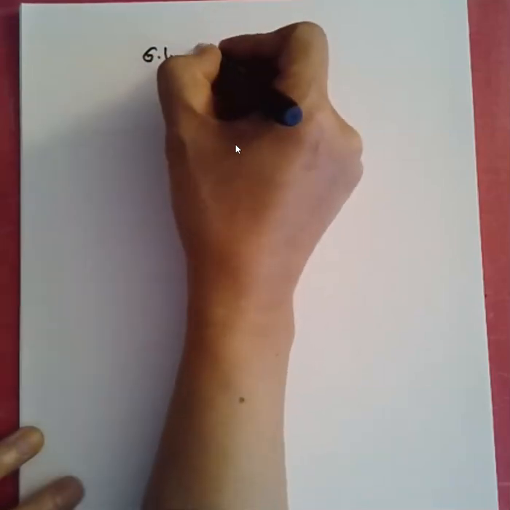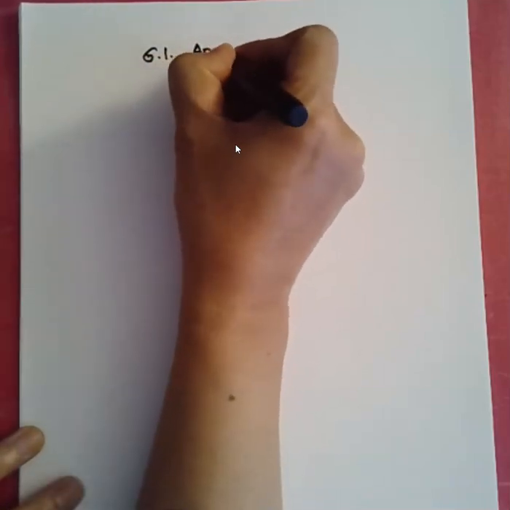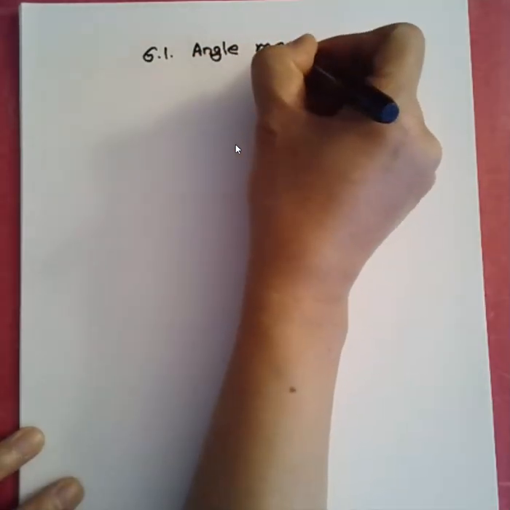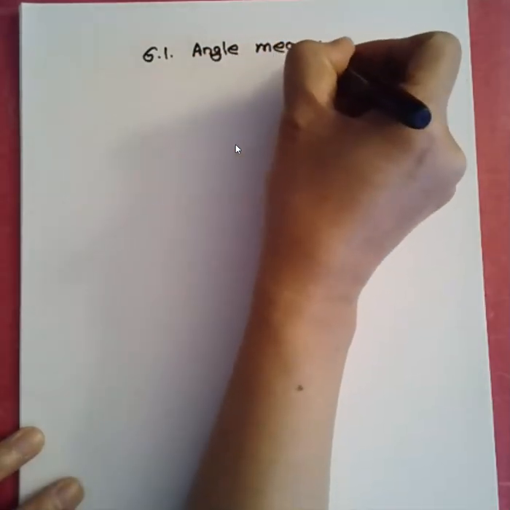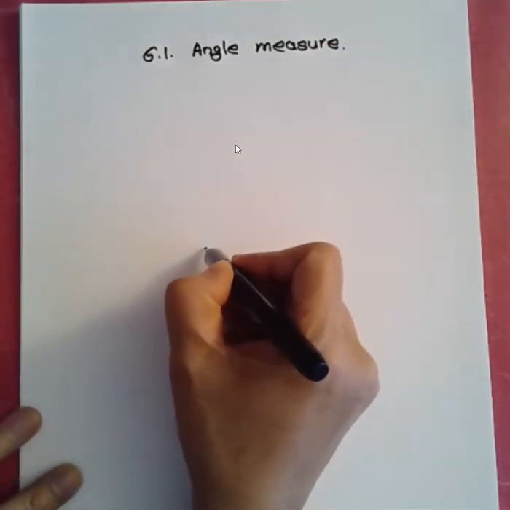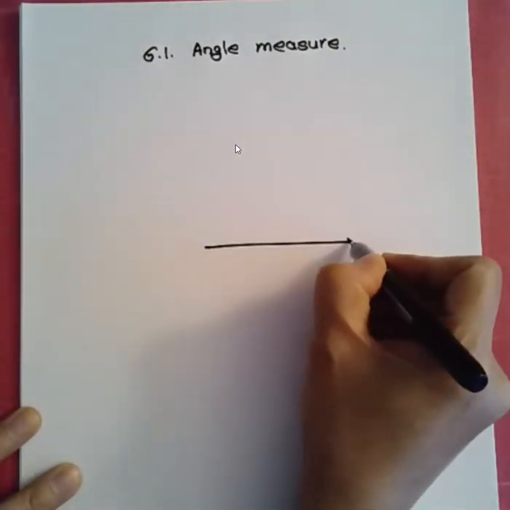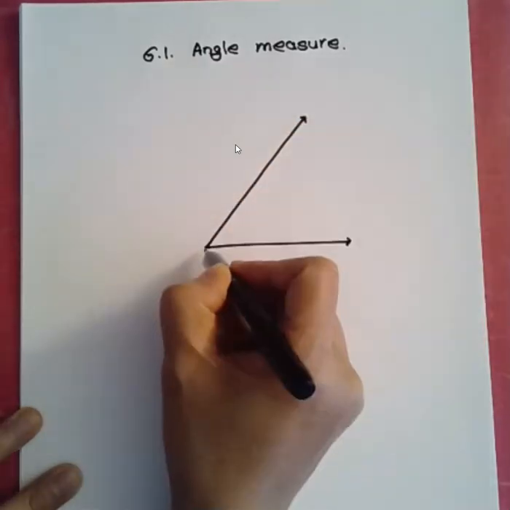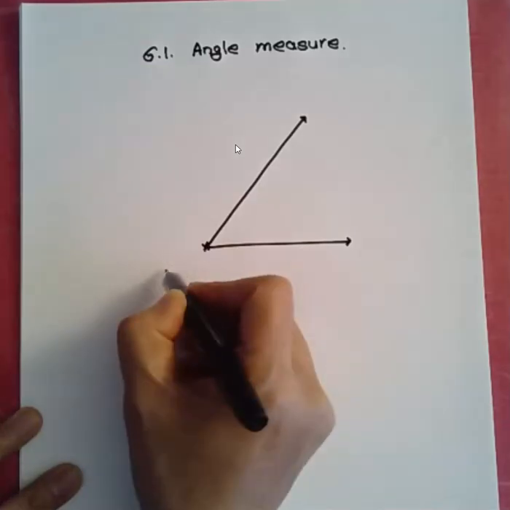6.1 is about angle measure. An angle consists of two rays which meet at a point. That intersection point is called a vertex.